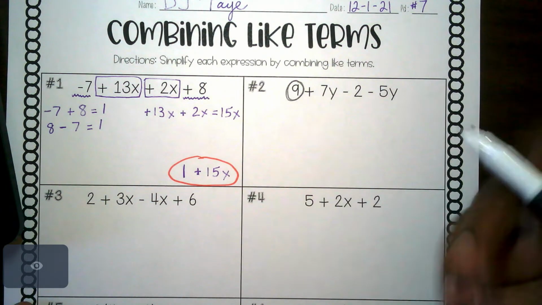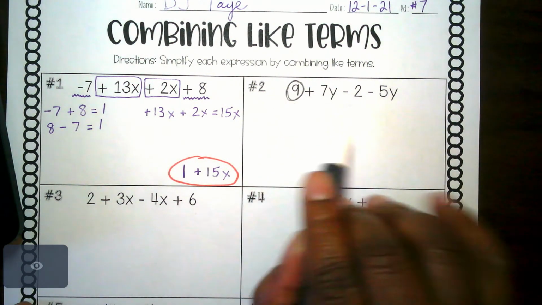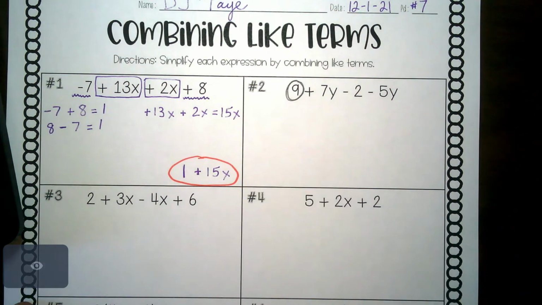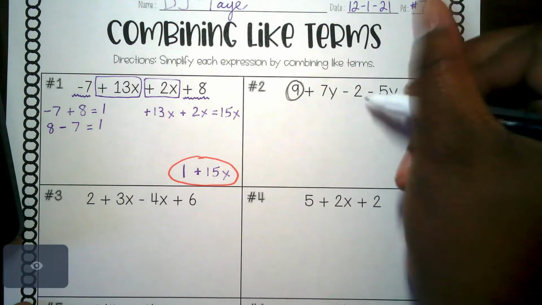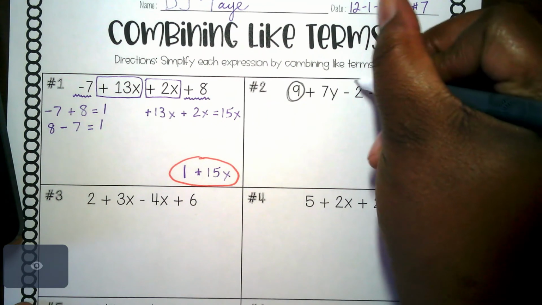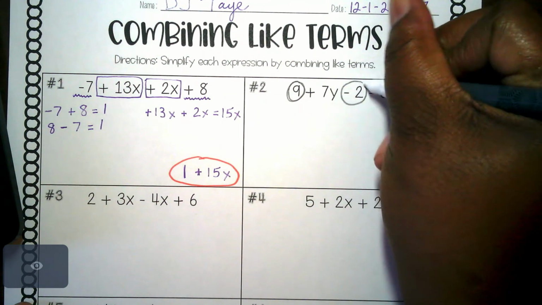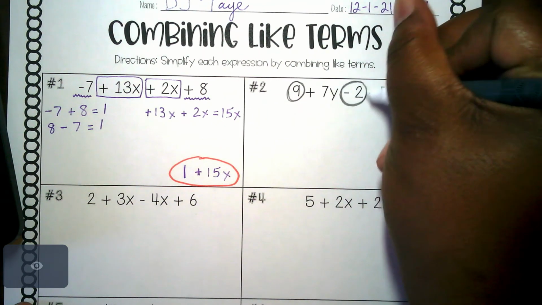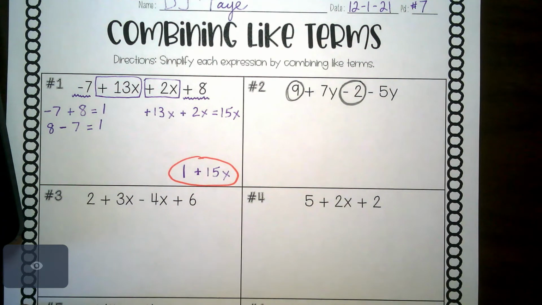So do I have any terms that's like it? Well, this is a constant. I have to find another constant, and I see a 2 there. So what kind of 2? It's telling me to subtract 2. So I'm going to circle the operation in that 2.